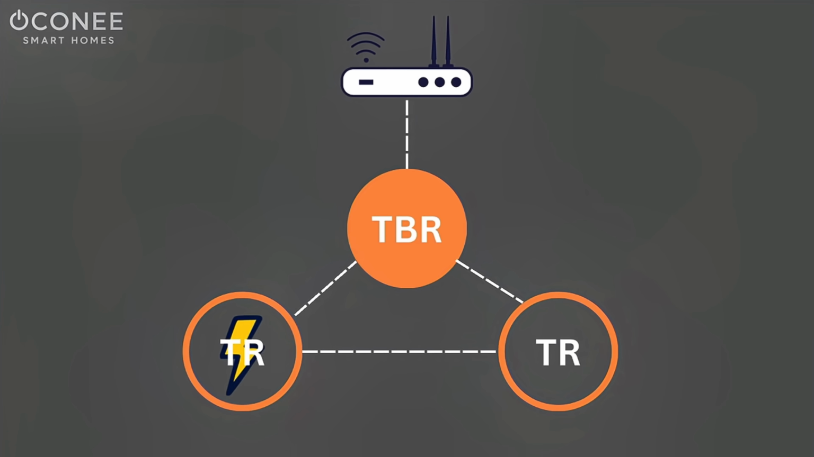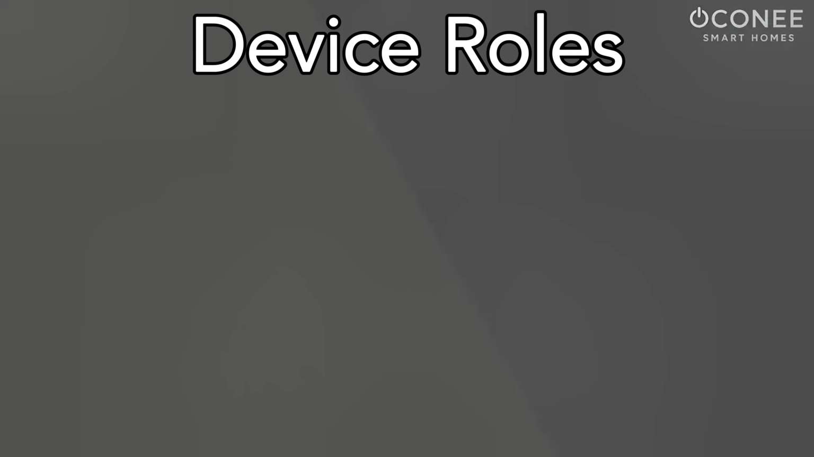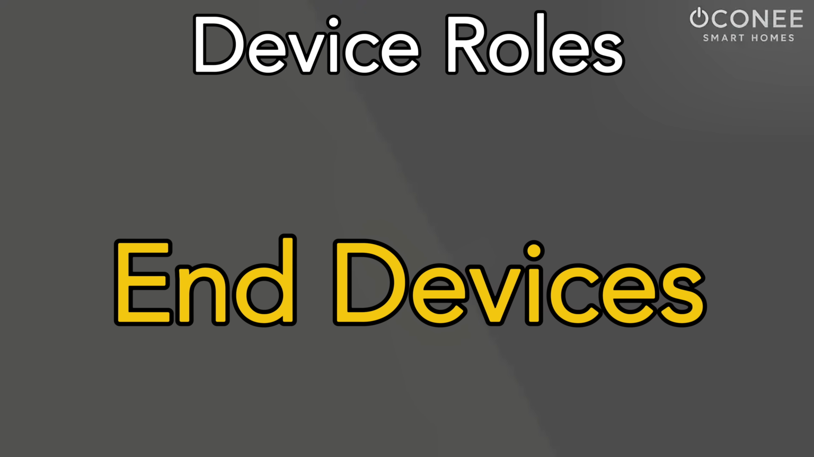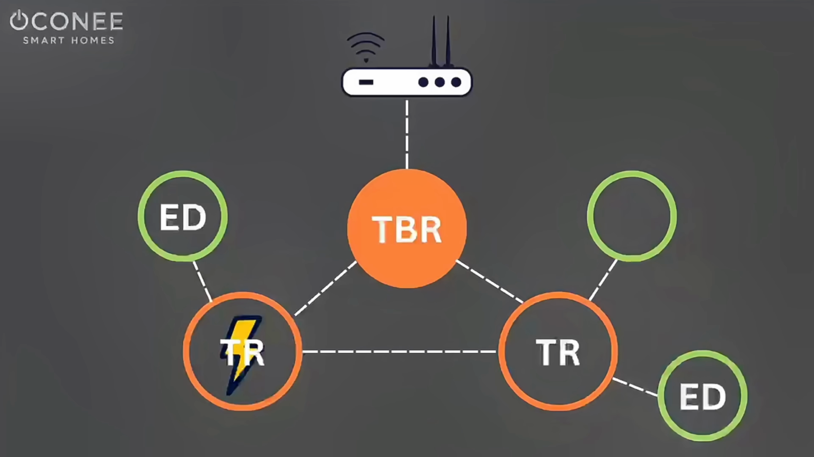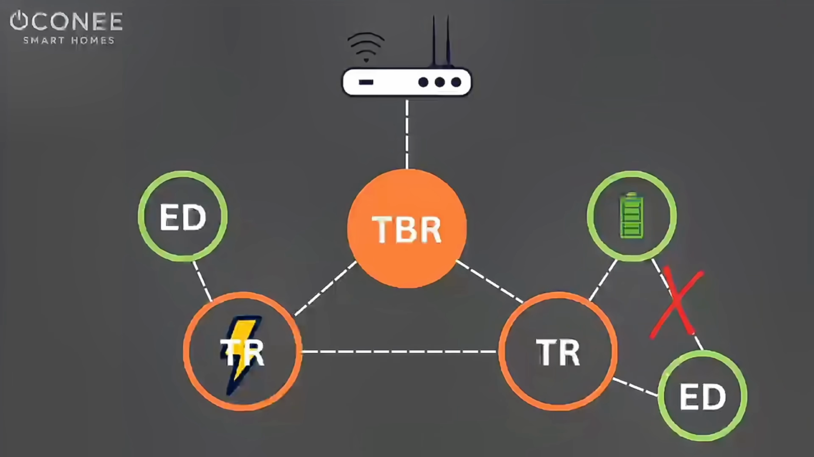These are powered Thread devices that strengthen and extend the network. Smart plugs, in-wall switches, and some smart bulbs fall into this category, and they do the heavy lifting. And finally, there are Thread end devices. These are usually battery-powered devices like sensors, buttons, locks, blinds. They rely on the network, but don't strengthen it.